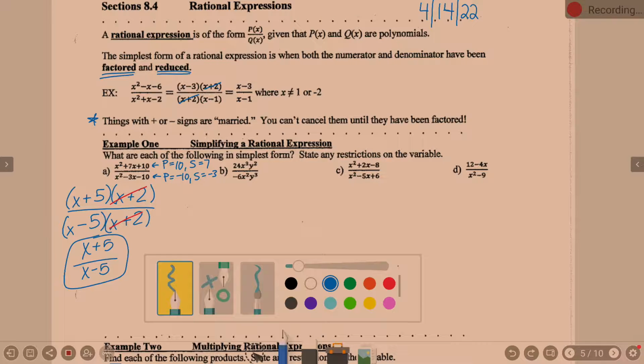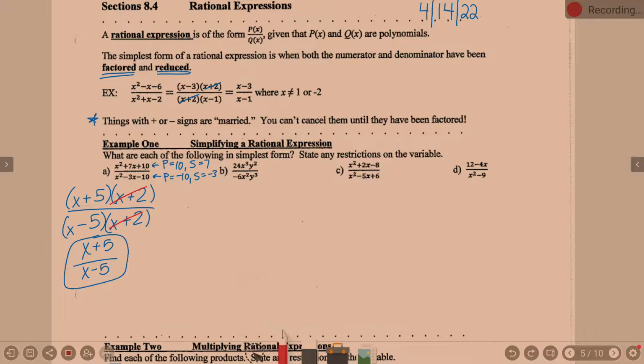Now, we're not quite done, though. Because they had another request up here, didn't they? Simplest form. Check that off. Done. But what else? Restrictions. And remember what I said about the restrictions? It's a fraction. The denominator of a fraction can never equal 0. So guess what we're going to do? We're going to take this denominator and we're going to set it equal to 0.